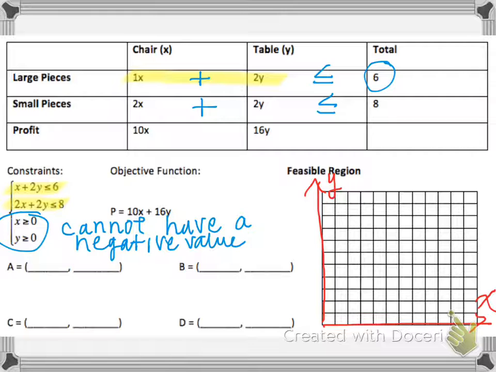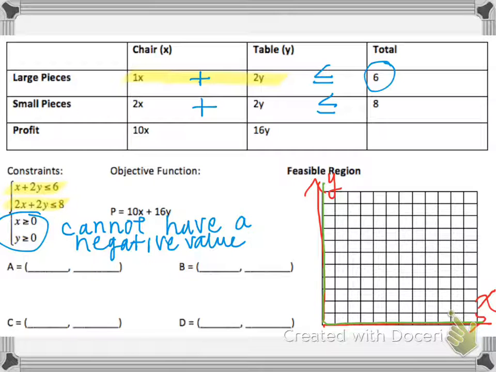So now when I go to draw in the inequality x is greater than or equal to 0, I'm basically just tracing along the y-axis. And y is greater than or equal to 0, I'm tracing along the x-axis. Okay, so I know those are kind of our lower bounds for our feasible region.